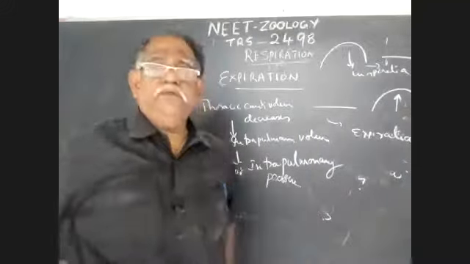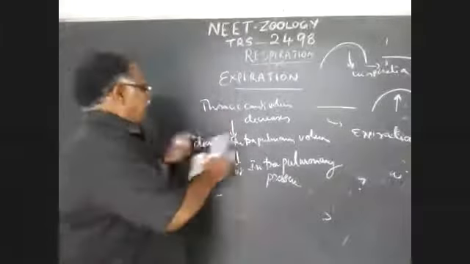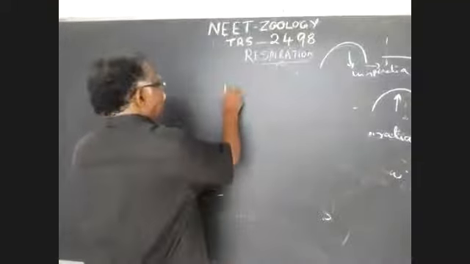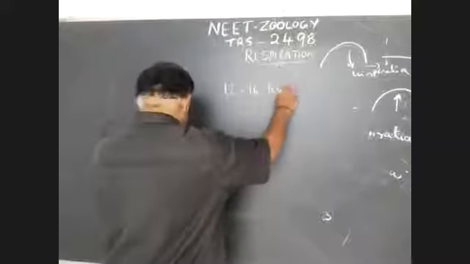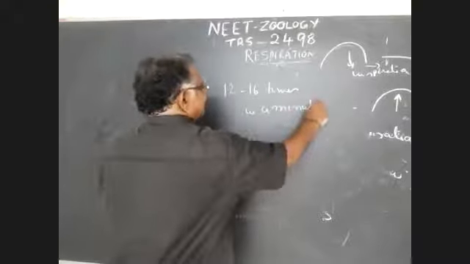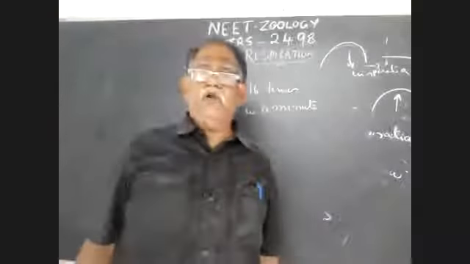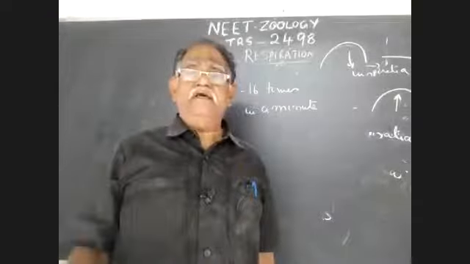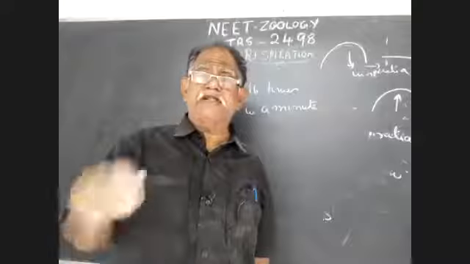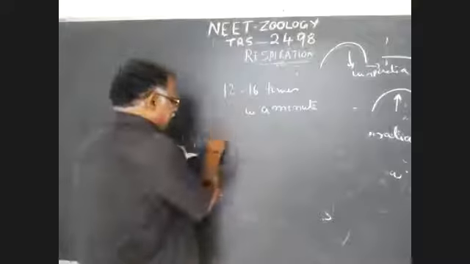So that is about the inspiration and expiration. Next one, a normal human being respires 12 to 16 times in a minute. So a healthy man breathes 12 to 16 times, producing inspirations and expirations about 12 to 16 times per minute.